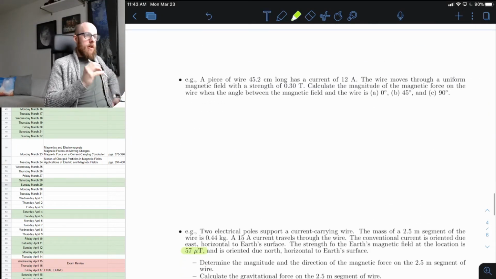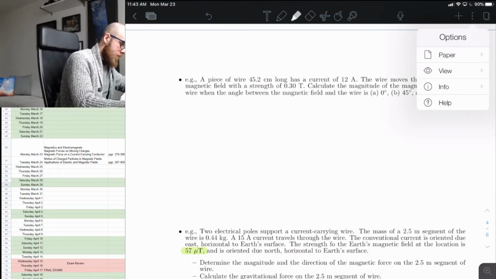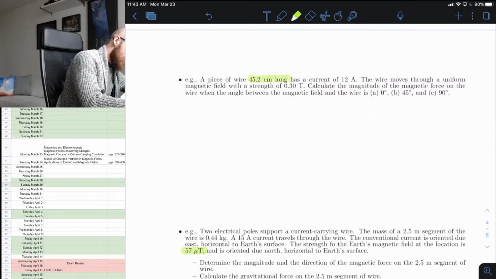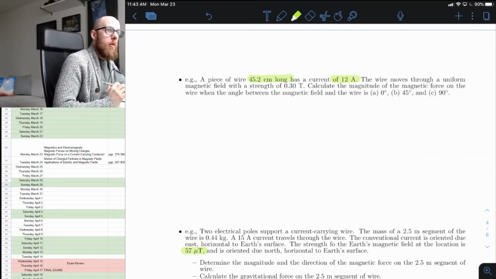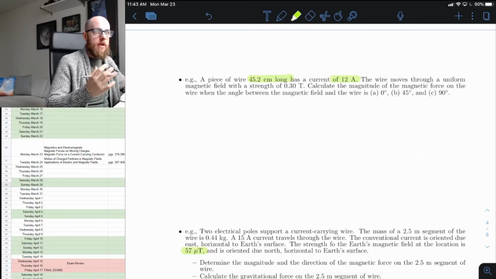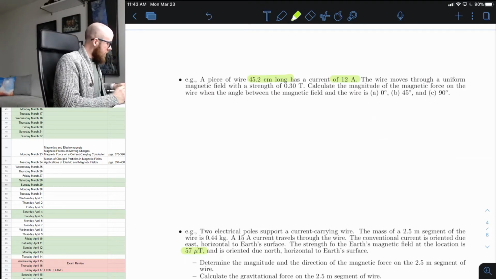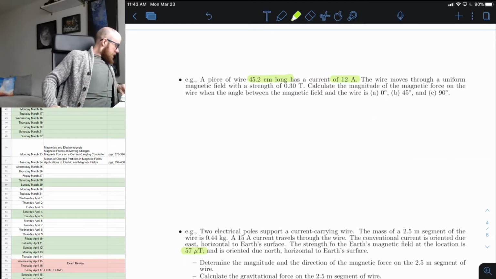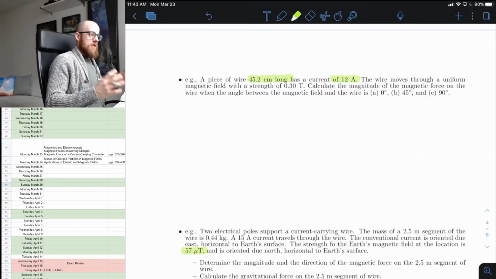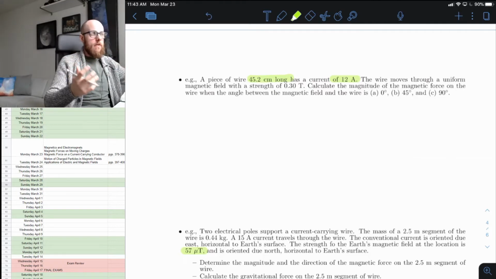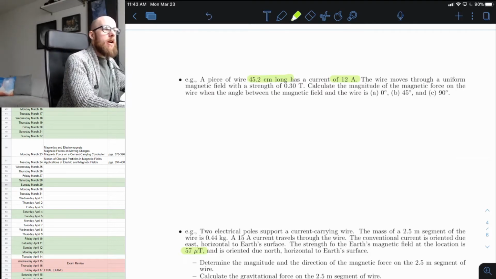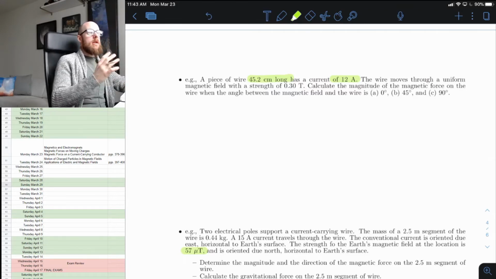Okay, so let's do an example here. We have a piece of wire that is 45.2 centimeters long, and through that wire we are running a 12 amp current. Okay, the wire is placed in a magnetic field. Wait, the wire moves through a magnetic field. Yeah, I mean, we have a wire and we're just placing it in a magnetic field. It will move, right, because it will experience a force. Okay, and we have to figure out what the magnetic force on the wire is, depending on the orientation of the wire.